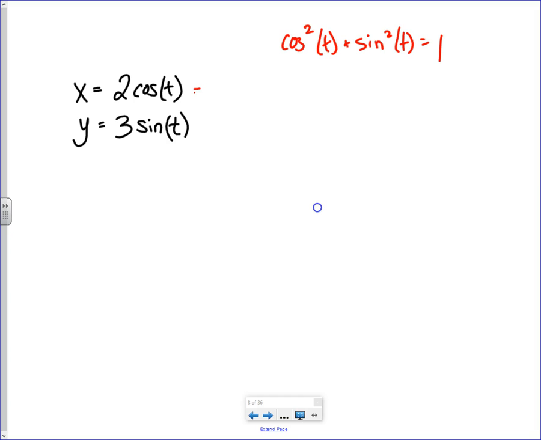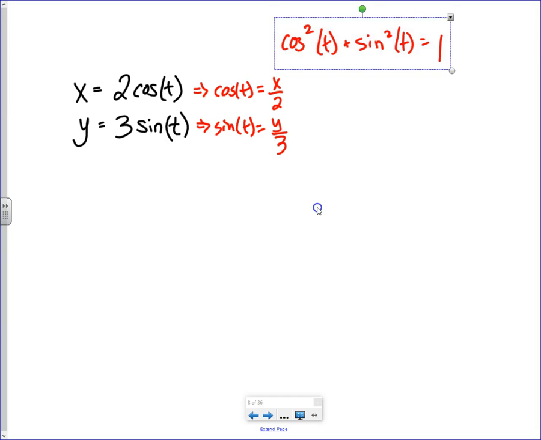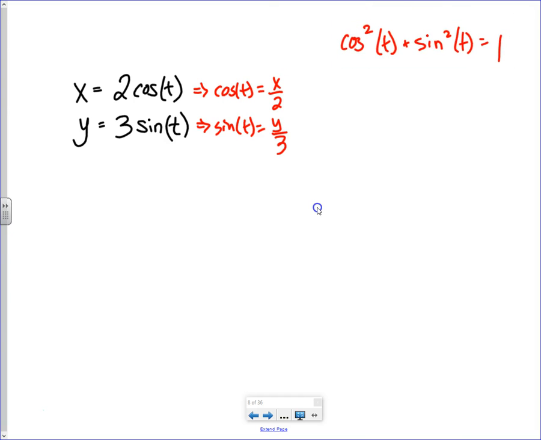How could I solve for cosine? What would just cosine be? What would just sine be? What does this formula tell me I can do? Take a cosine, take a sine. Where's the t? Gone.